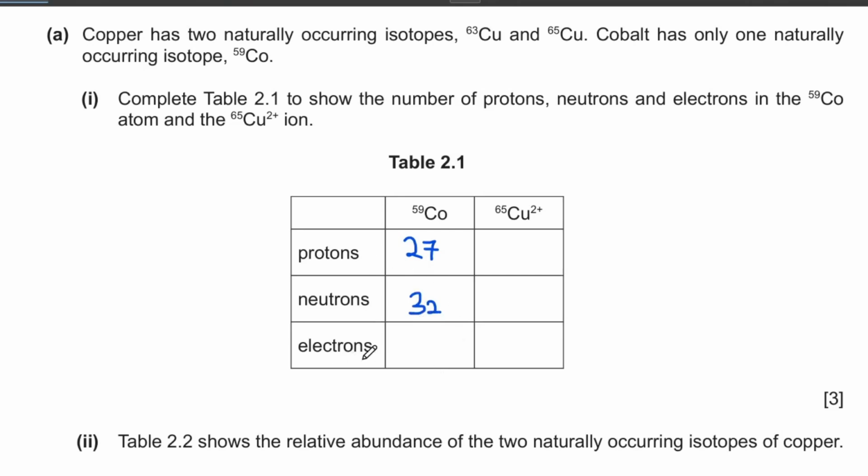Next is the number of electrons. Since cobalt is a neutral atom, it doesn't have a negative or positive charge, that means the number of protons is equal to the number of electrons. So the number of electrons for cobalt is also 27.